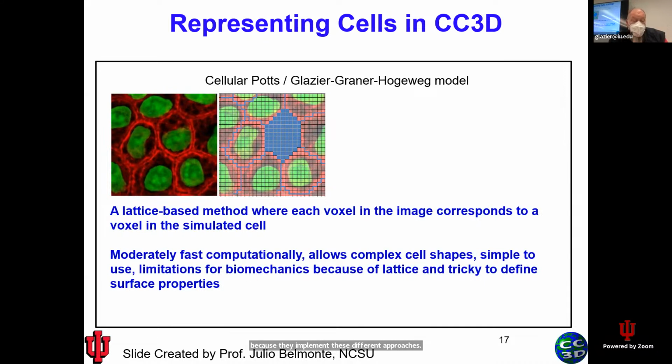One thing we're hoping to do in the future would be to have a way of specifying these models that's independent of the methodology. The problem is that because the way you characterize the cells is different in different methodologies, it's a little bit hard to define a method-independent model specification.